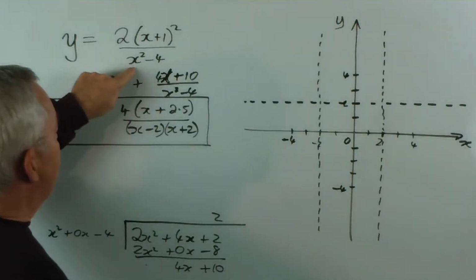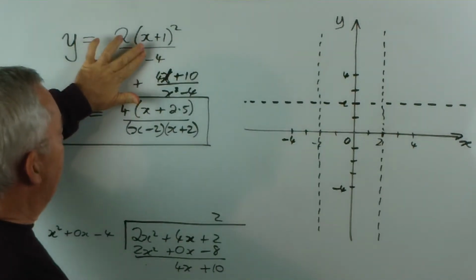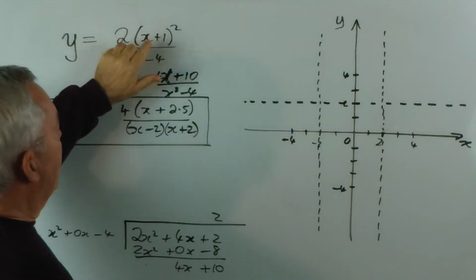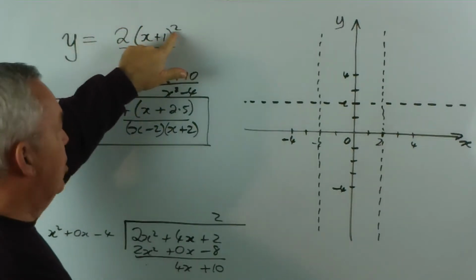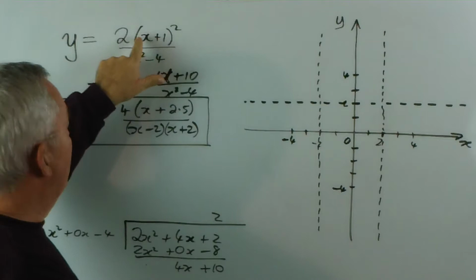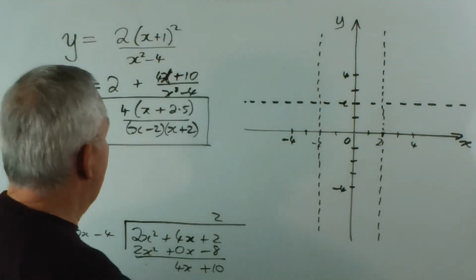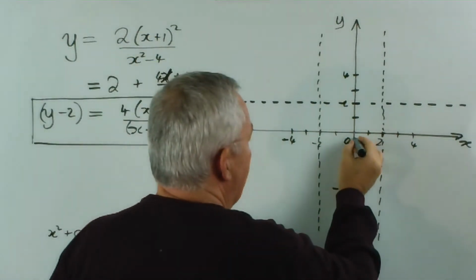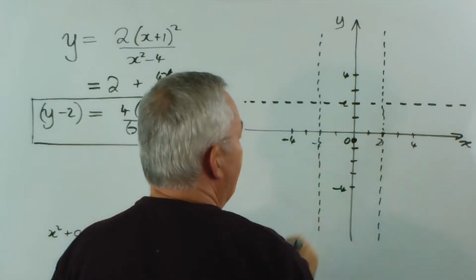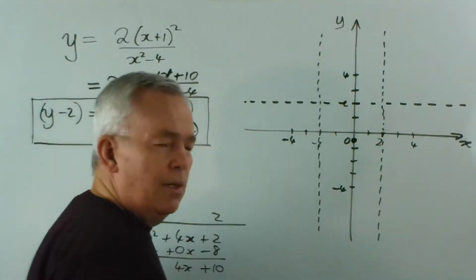Well, when x is worth 0, I get a negative 4 on the bottom, and I get a 1 squared times 2, which is just 2 on the top. 2 over negative 4 is minus a half. So when x is 0, y is minus a half. The curve must go through that point.